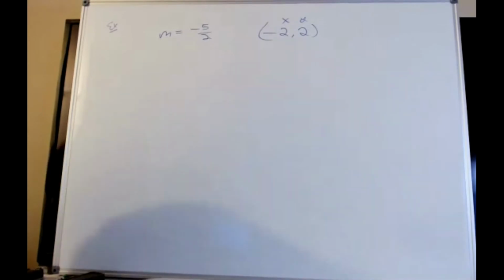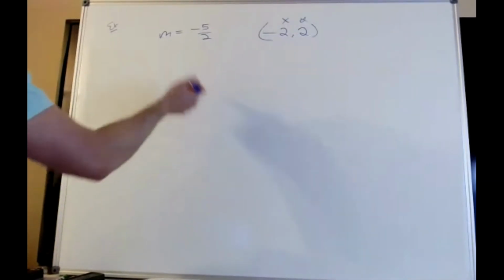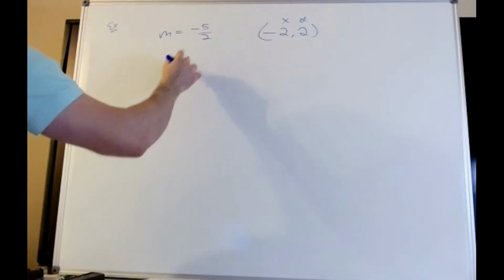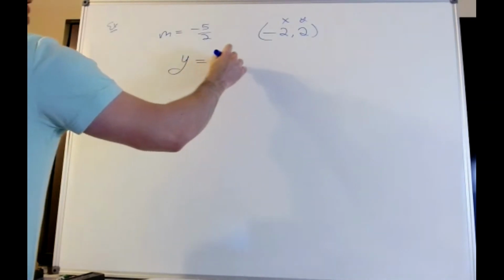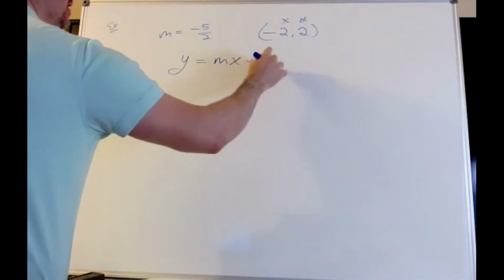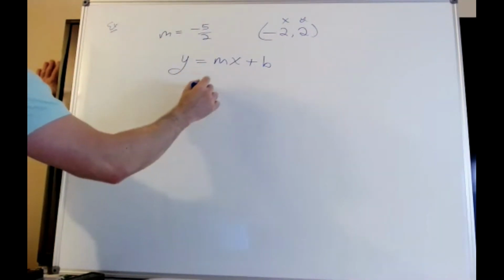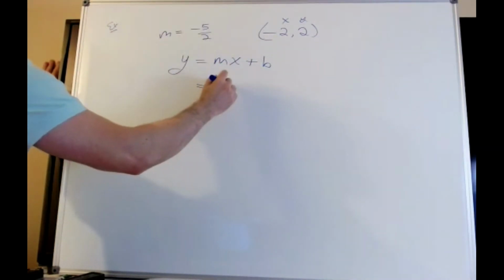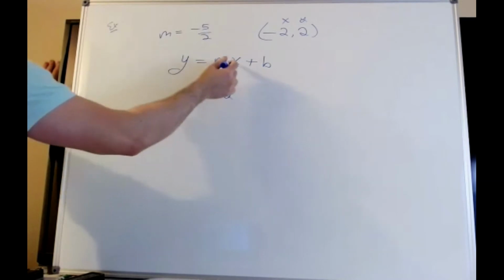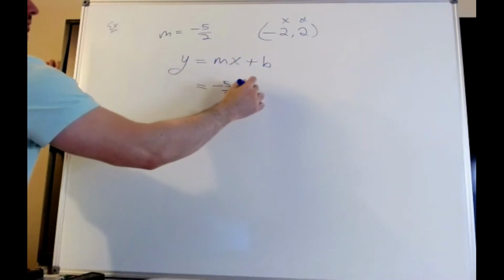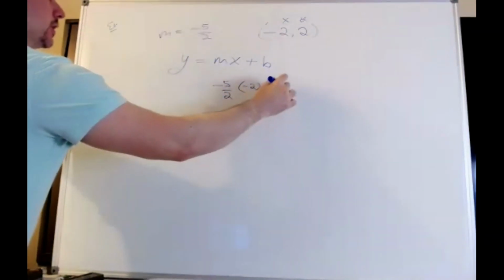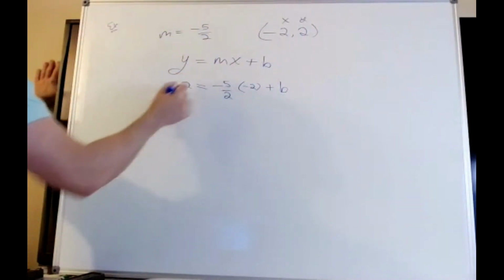So the continuation, I ran out of space, so obviously I had to do this again. I like this formula because it's less complex and it leads to fewer mistakes. So I'm going to put the slope m, negative 5 over 2, where the m is. x is negative 2, b is what I'm looking for, and y is 2.